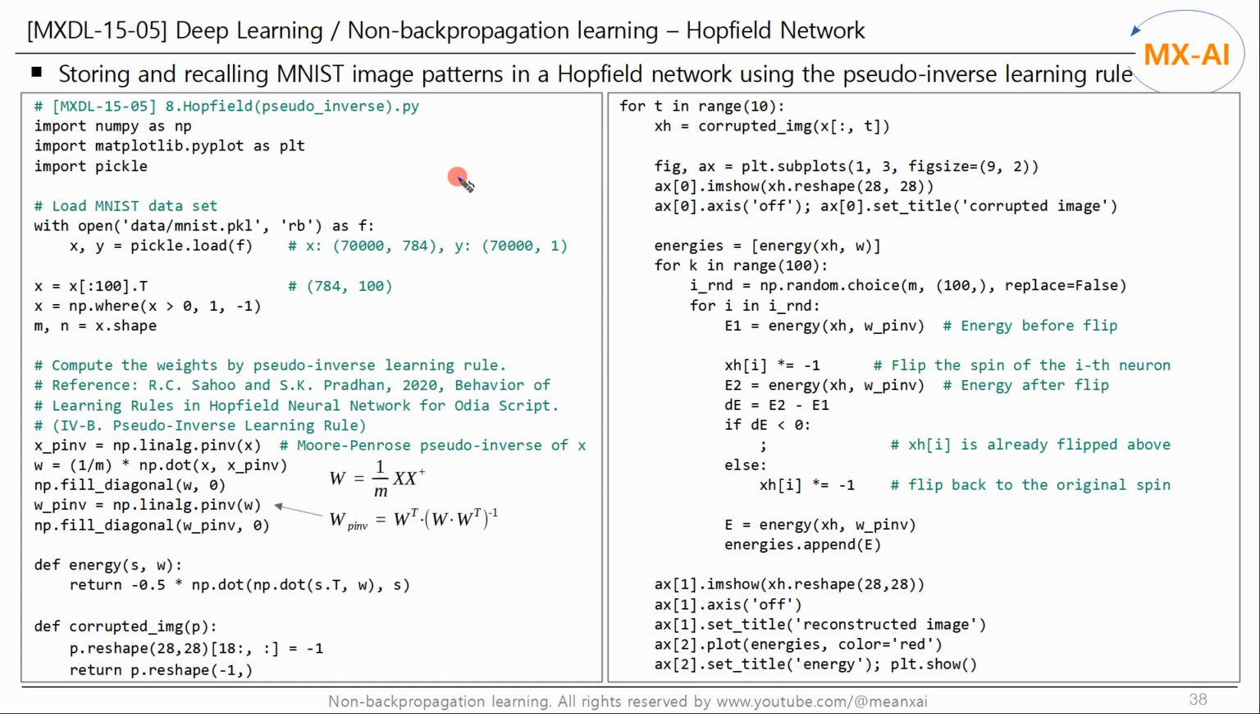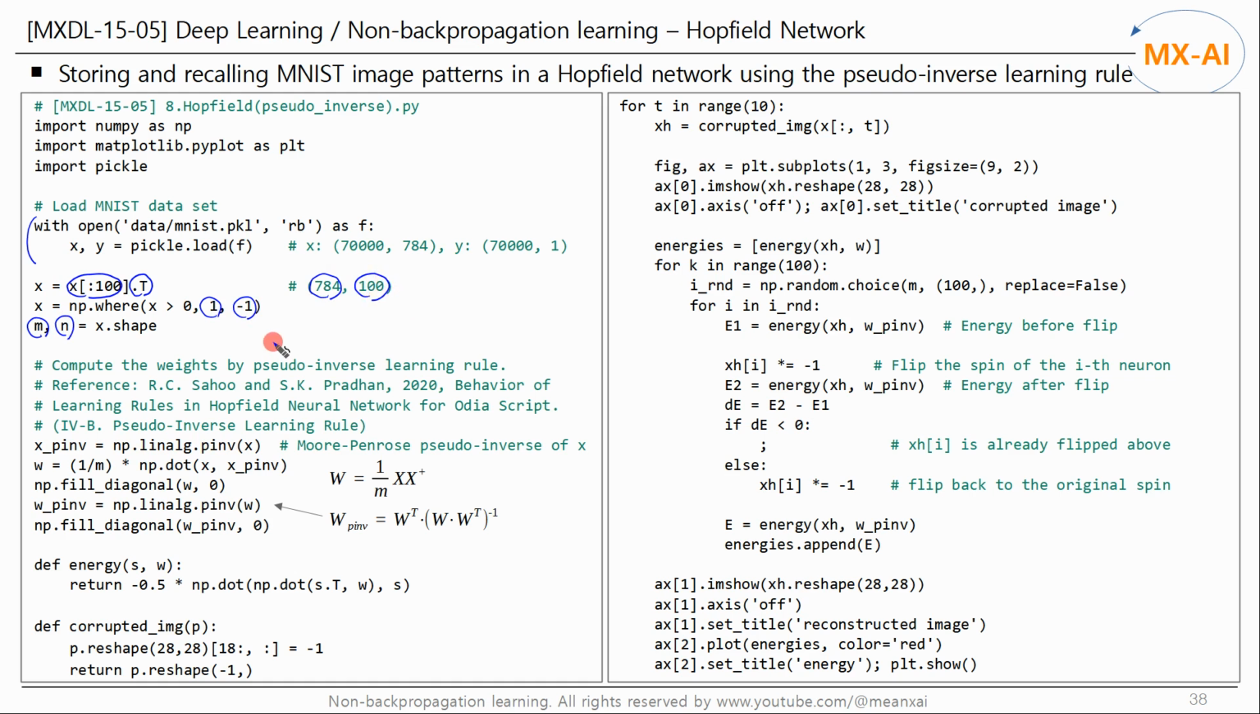Next, let's implement the code to store and recall MNIST image patterns in a Hopfield network with the pseudo-inverse learning rule. Load the MNIST dataset. This time, let's store 100 MNIST images in a Hopfield network. And we transpose the matrix X to match the matrix multiplication order explained on the previous page. Convert the pixel values of each image pattern into bipolar states, +1 and -1. M is the number of neurons, and N is the number of input patterns.